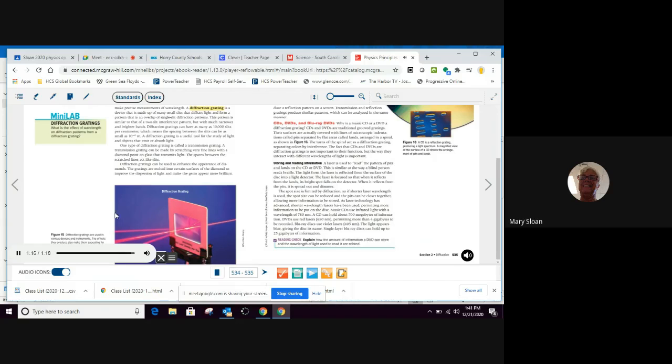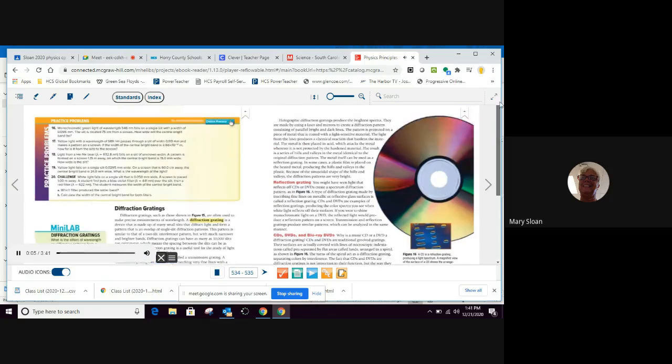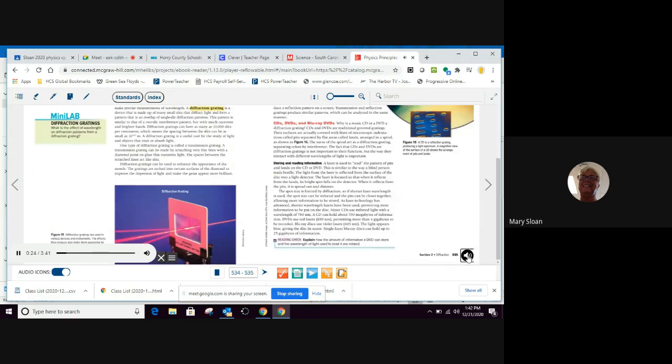Diffraction gratings produce the brightest spectrum, to create a diffraction pattern consisting of parallel bright and dark lines. The pattern is projected on a piece of metal that is coated. The light from the laser produces a chemical reaction in the coating. The metal is then placed in acid, which attacks the metal where it is not protected.